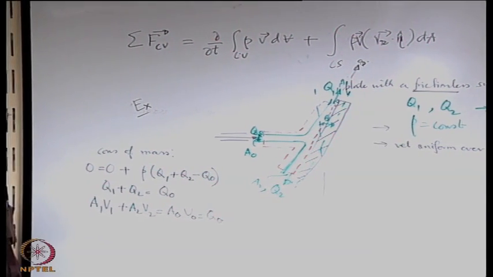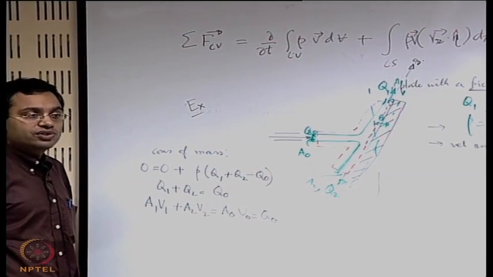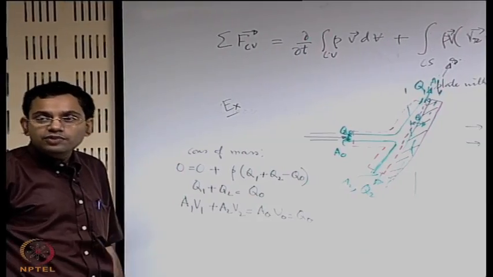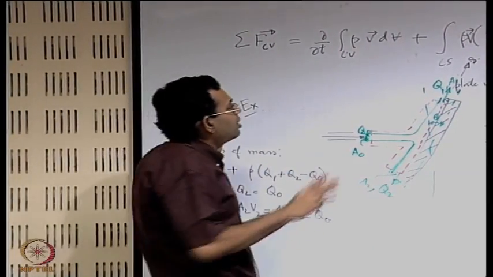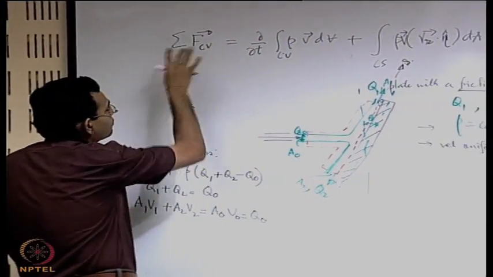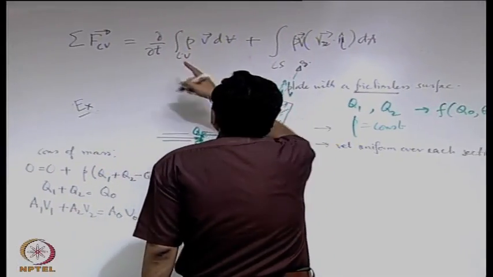The situation is that there should not be any force on the water in the control volume, because it is a frictionless thing, no matter whether it is tangential or normal. So let us write this F for the control volume in the general vector form.